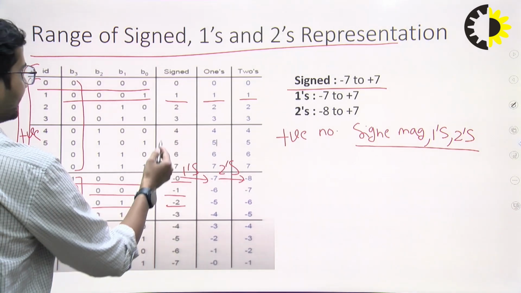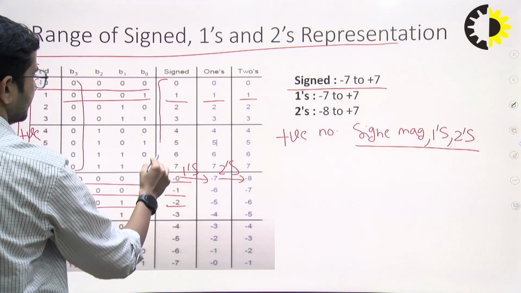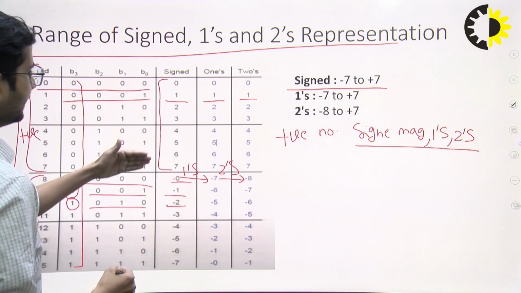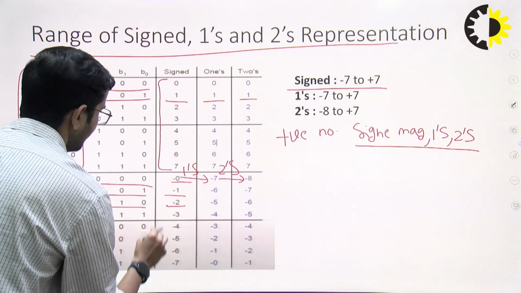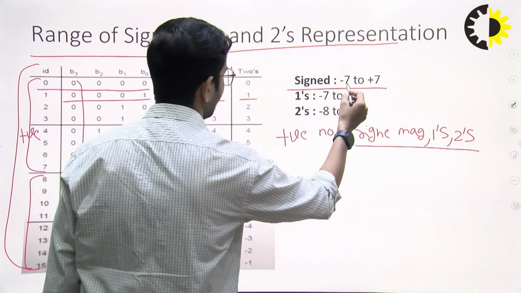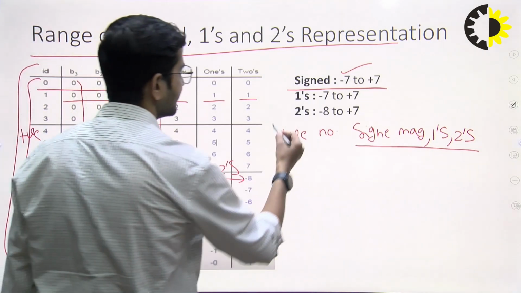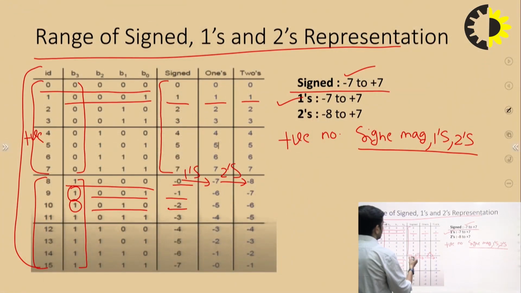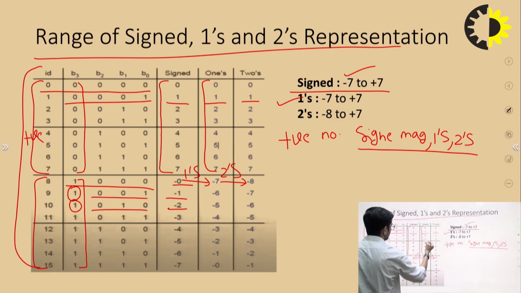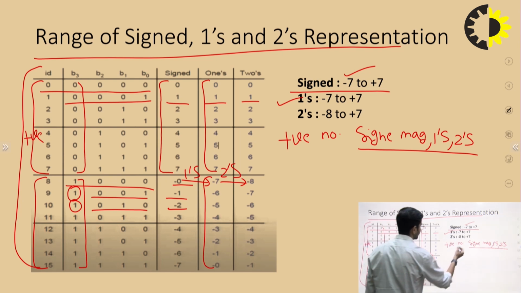Here we can see that sign magnitude goes from 0 to 7 and from -7 to -0. So the range of sign magnitude is from -7 to +7. For 1's complement, again it goes from 0 to 7 and from -7 to -0. So its range is again from -7 to +7.